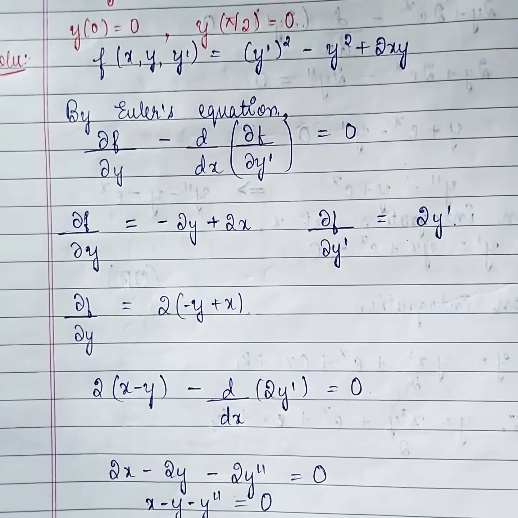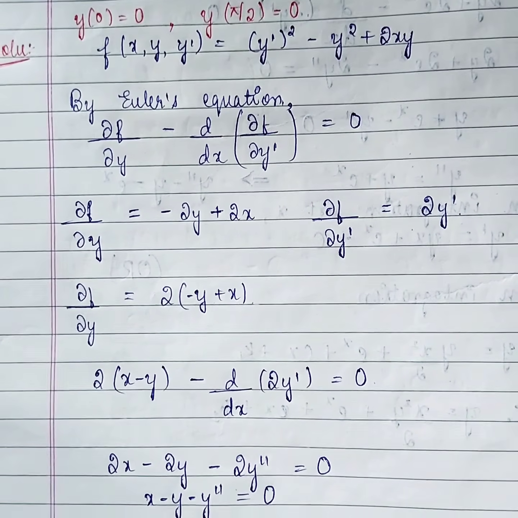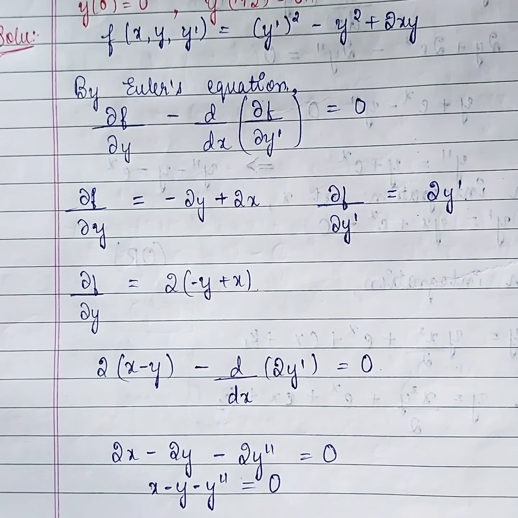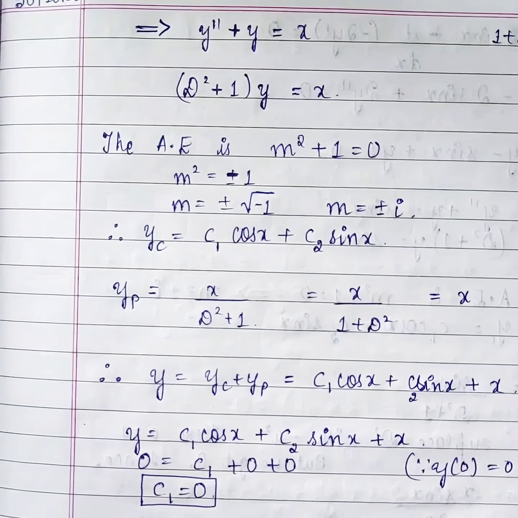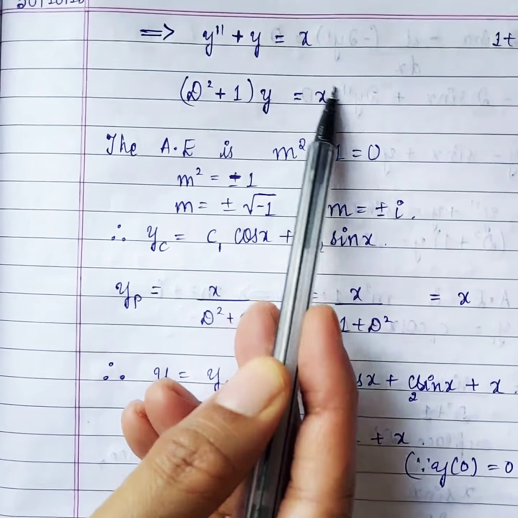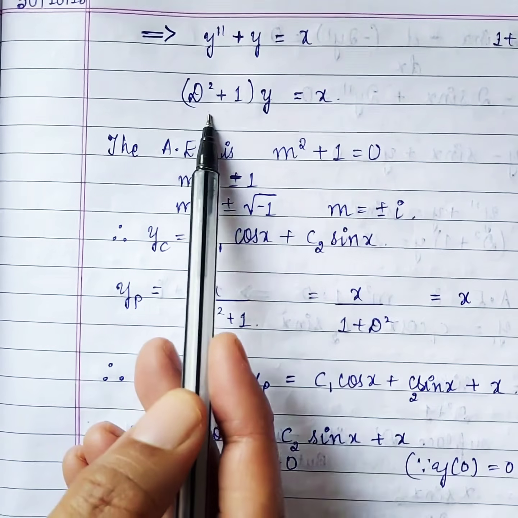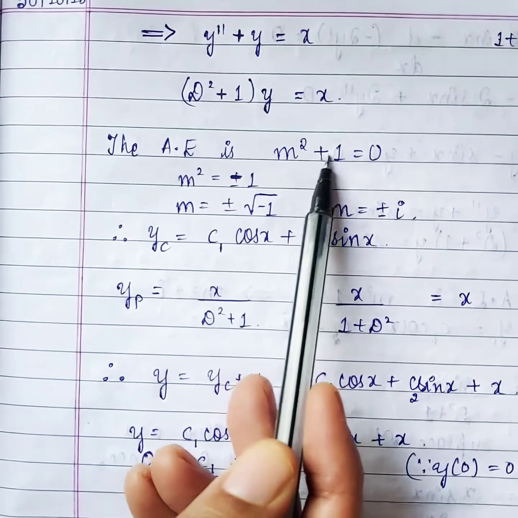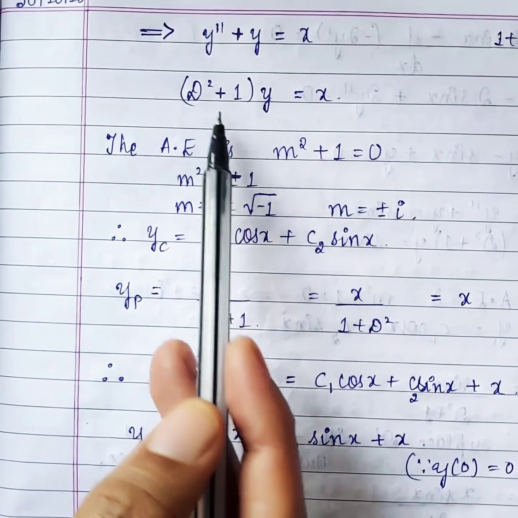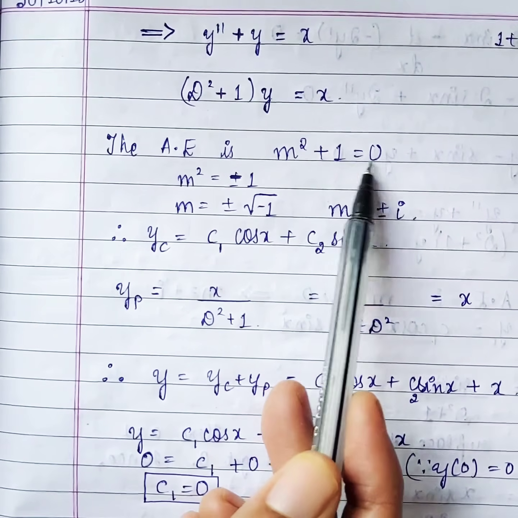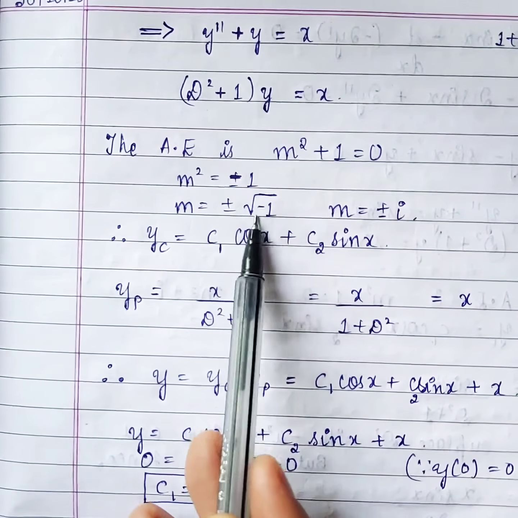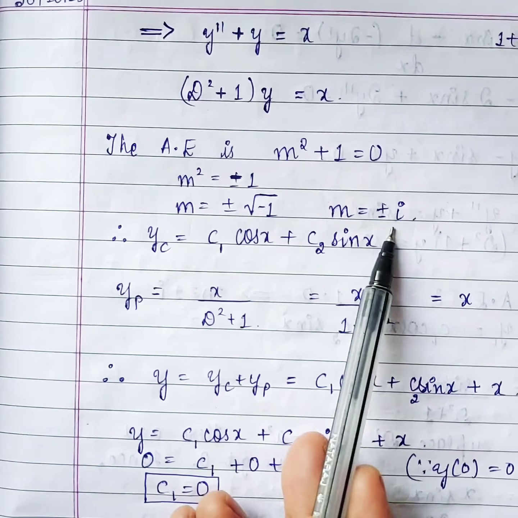and again taking 2 to the other side and simplifying, we get x minus y double dash is equal to 0. And here it is the same case, y double dash plus y is equal to x, but the right hand side it's different, the particular integral is different. So the left hand side is the same, the auxiliary equation is m square plus 1 is equal to 0. Actually it's not the same, in the previous question it was d square minus 1, now it's different, it's m square plus 1 is equal to 0. So m is equal to plus or minus root of minus 1, so automatically plus or minus i.